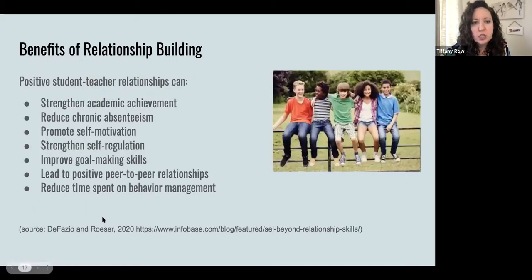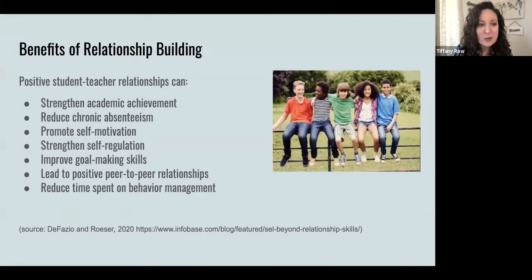So the benefits of relationship building, really so much of it starts with the student-teacher relationship. We know from research that when a student feels a positive connection with their teacher, they are going to feel more connected to their peers, more connected to the school as a whole, and more connected to the content that you teach. So it's so crucial to invest time in building relationships between you and your students, and also work on helping your students build relationships with each other, because that's going to help them all throughout life to have those positive peer-to-peer relationships.